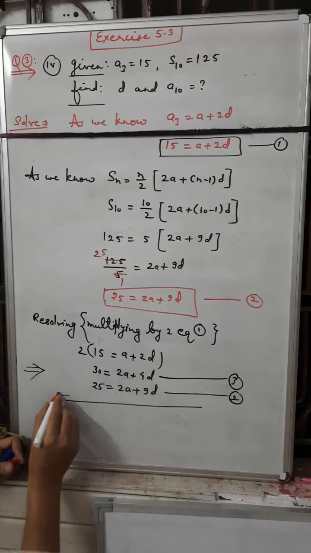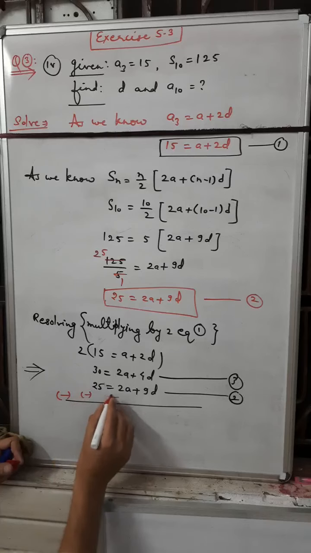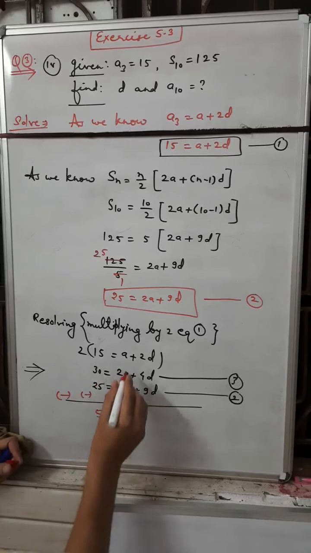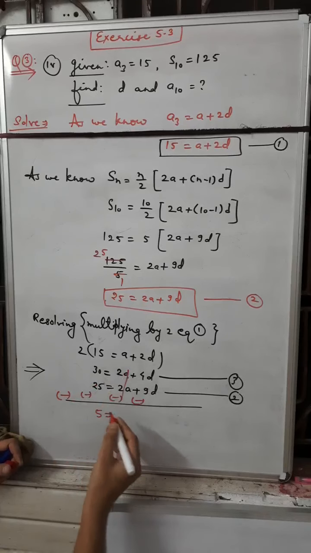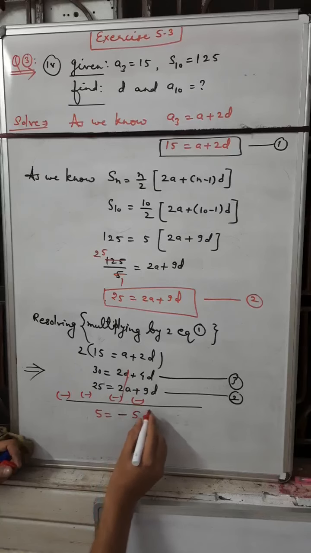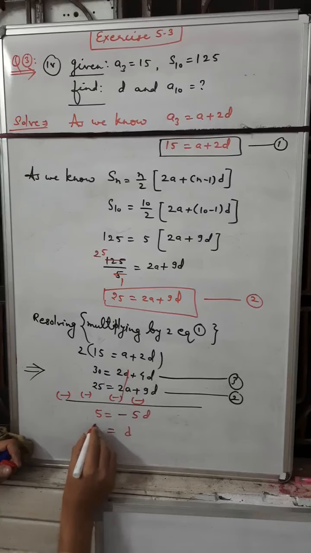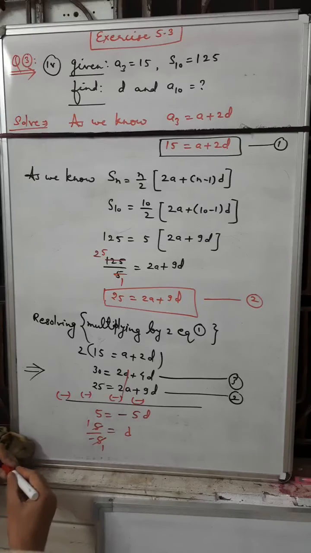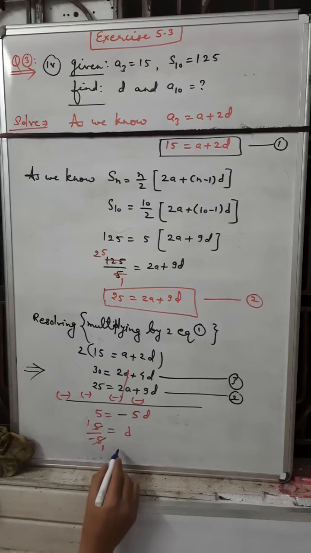So now we can subtract it: minus, minus, minus. So 30 minus 25 is equal to 5, and 4d minus 9d is equal to minus 5d. So d is equal to 5 by minus 5. That means 5 divided by 5, so d is equal to minus 1.